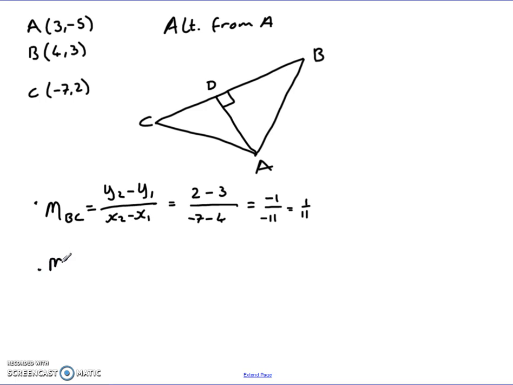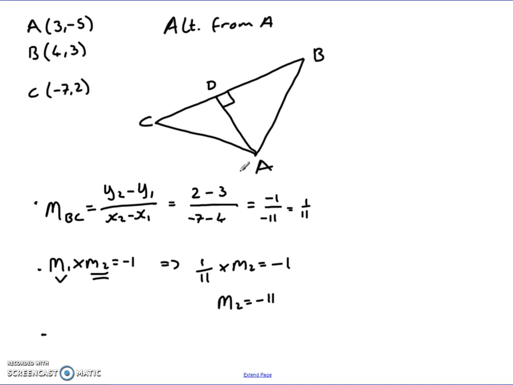The second thing I now need to do is use the property m1 times m2 equals -1. I know what m1 is, that's the first gradient we've got here, m2 is what we're after. So what I know is that 1 over 11 times the gradient of my altitude m2 equals -1. So to satisfy this, I know that m2, the gradient of my altitude, is equal to negative 11.